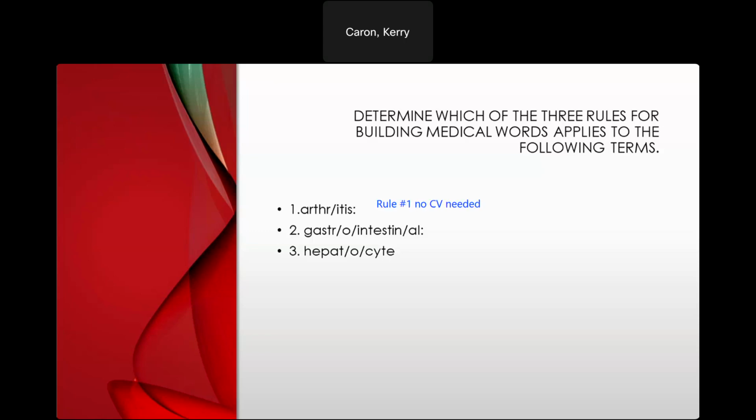In this example here, gastrointestinal, it's rule number 3 because we have two word roots and a combining vowel. In this example, hepatocyte, we have site is the suffix. So that is rule number 2. The suffix begins with a consonant.